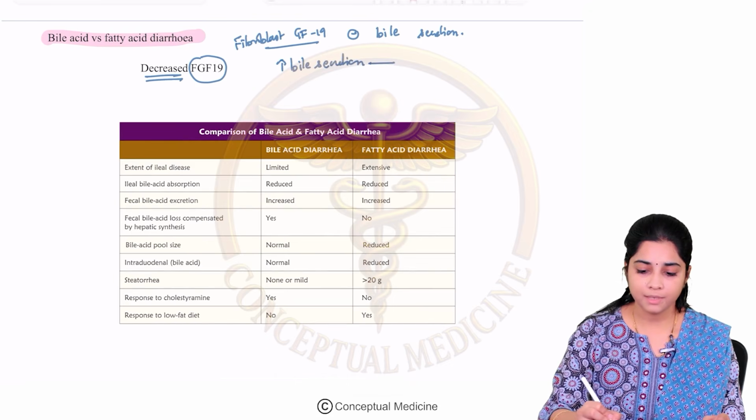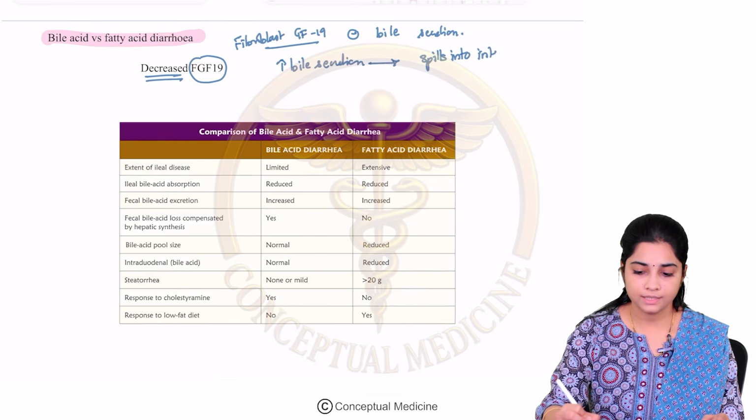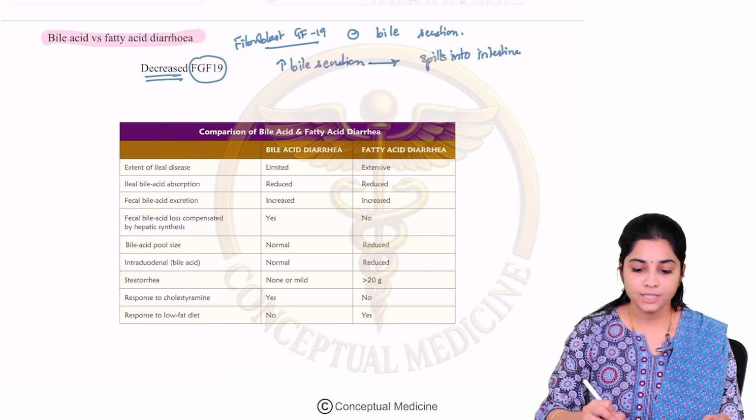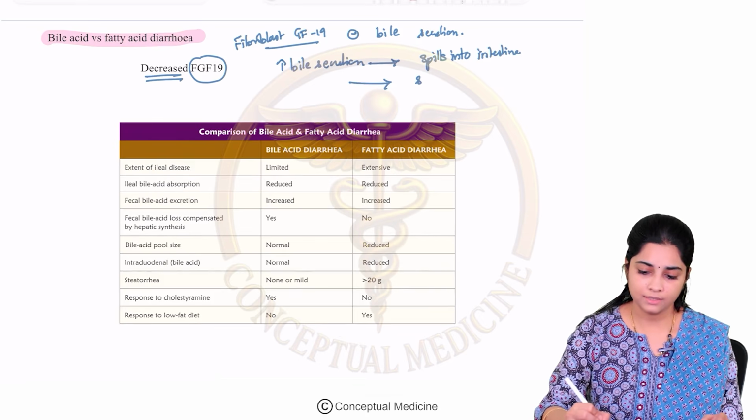Now this increased bile secretion spills over into the intestine. And when it spills over into the intestine, it causes irritation of the intestine. It causes a form of secretory diarrhea.